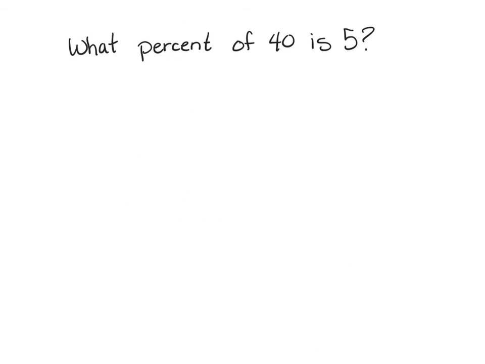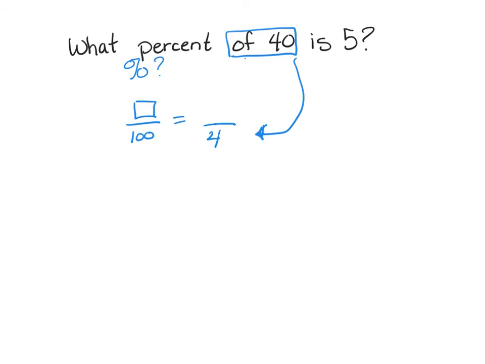Okay, next problem. What percent of 40 is 5? So now we're trying to figure out the percent. Okay, we don't know the percent. So I know a percent is out of 100. And then it says it's out of how many? 40. So the 40 is going to go on the bottom. And the 5 is going to go on the top.